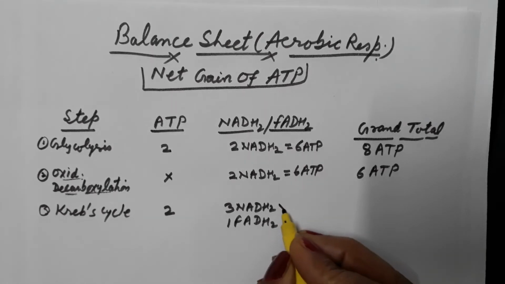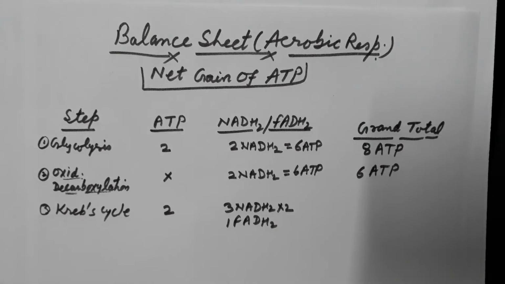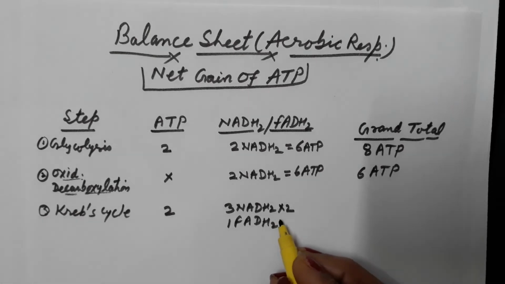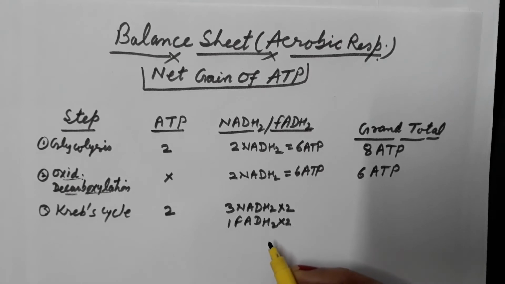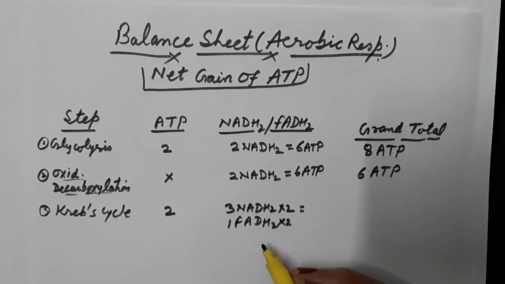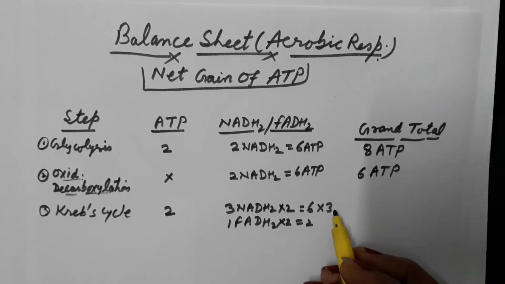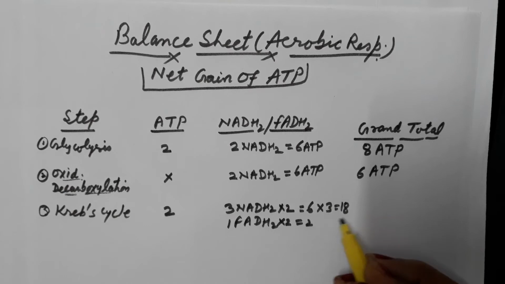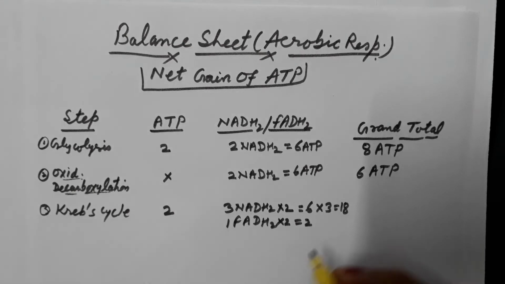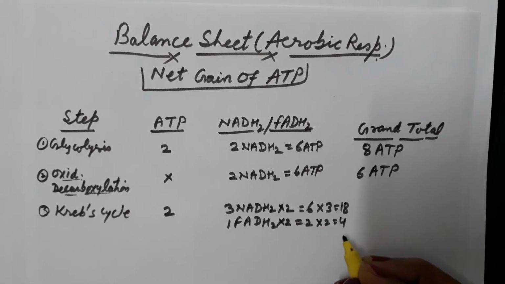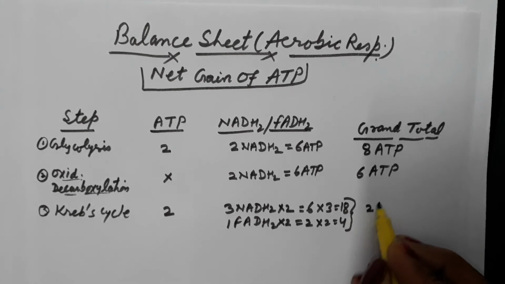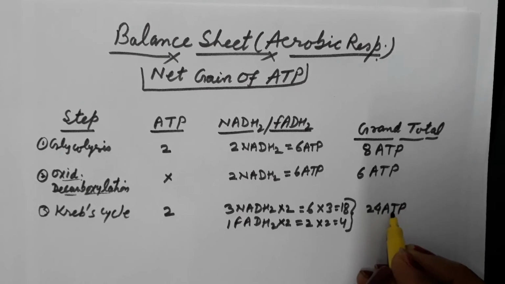2 Krebs cycles take place. So 6 NADH2 molecules are produced and 2 FADH2 are produced. 1 NADH2 gives rise to 3 ATP. So 6 give rise to 18 ATP. 1 FADH2 gives rise to 2 ATP. So 2 FADH2 give rise to 4 ATP. So on the whole in the Krebs cycle there is a net gain of 24 ATP molecules.